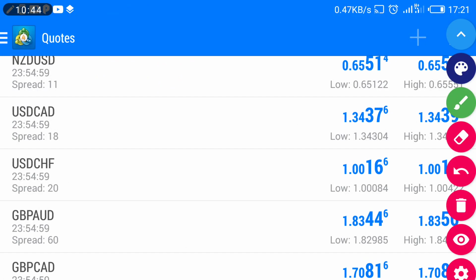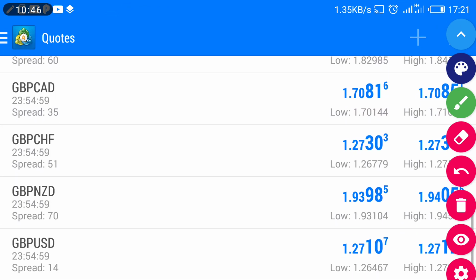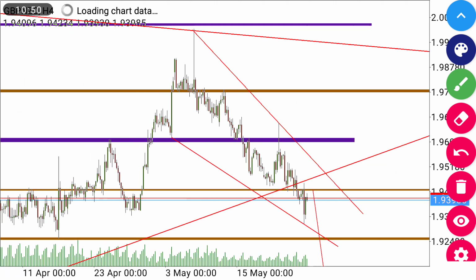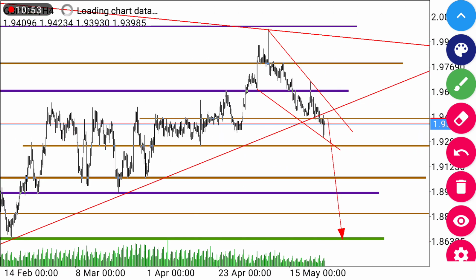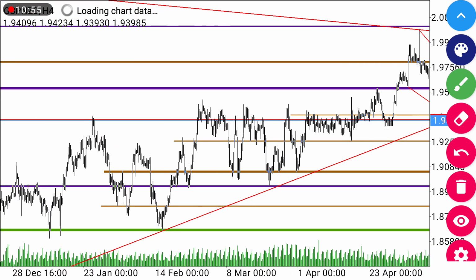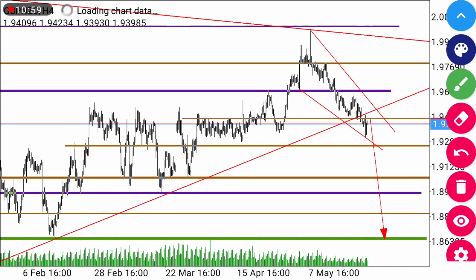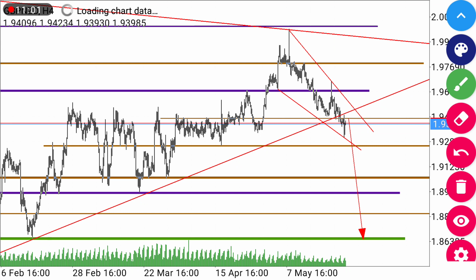GBP NZ, we'll also be focusing on selling this pair because there is an uptrend which has been broken. This is the H4 view. There's an uptrend which has been broken. So we are waiting for a good retest at this point. Good retest, then from there we are expecting it to move down. The reason behind is because the trend line has been broken.